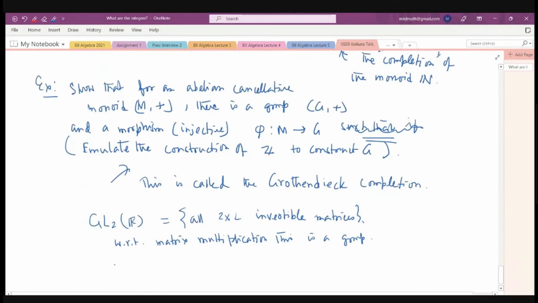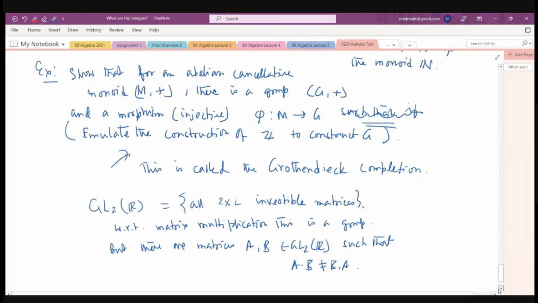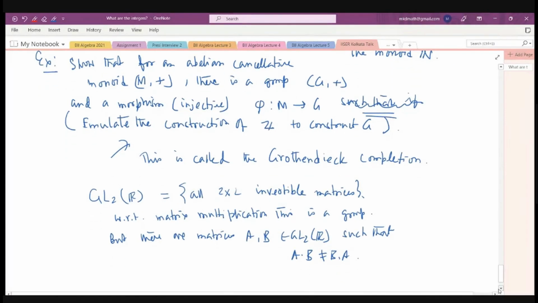So every element is invertible, there is an identity element, everything. But there are matrices A and B in GL2R such that A times B is not equal to B times A. That you know, right? In 11-12, this is taught: what is (A plus B) whole square for matrices? That is a tricky question. It will be A square plus AB plus BA plus B square, because AB may not be equal to BA. So you can find examples.